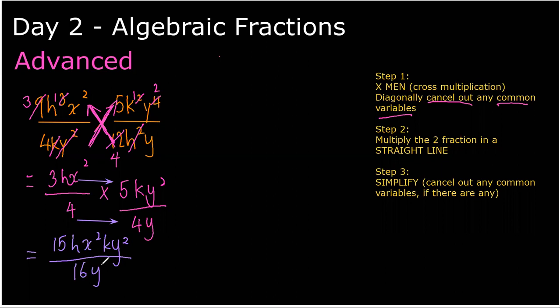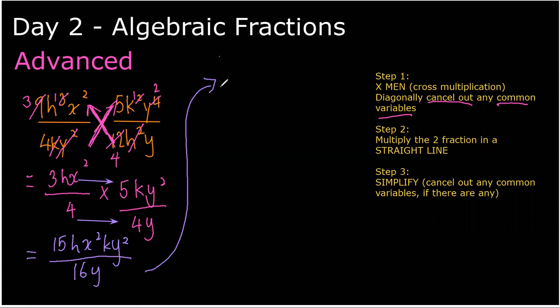At this stage, just make sure that when you multiply, you are only strictly going to multiply them in a straight line. Okay, so there's no cheating or anything. Just make sure you multiply them in a straight line. Numerator times numerator, denominator times denominator. And you will get something like this. Okay, so I'm going to draw an arrow.